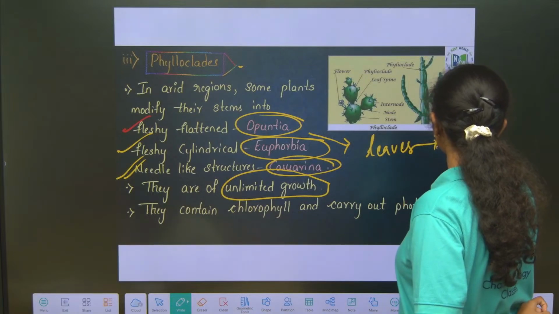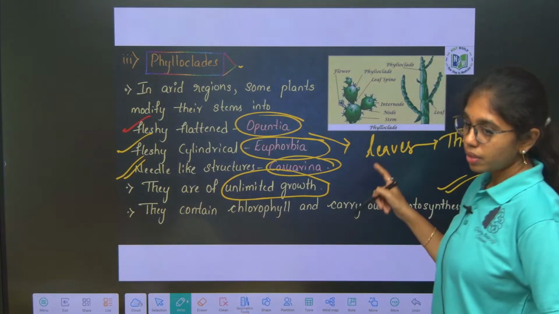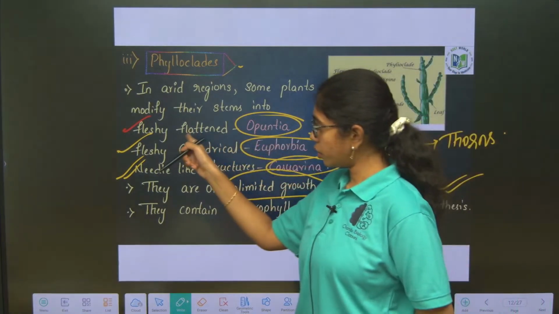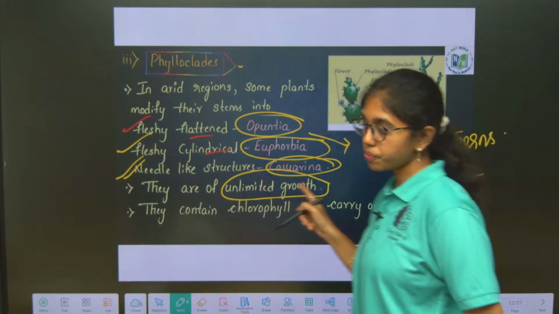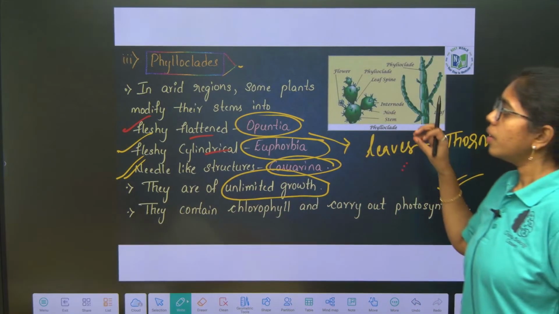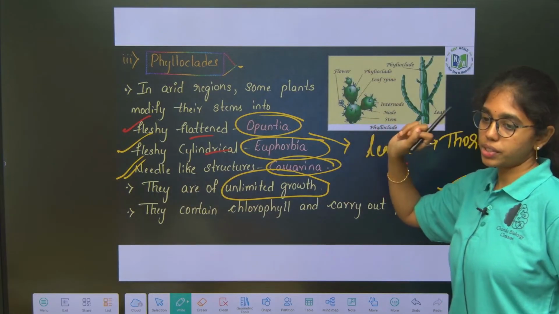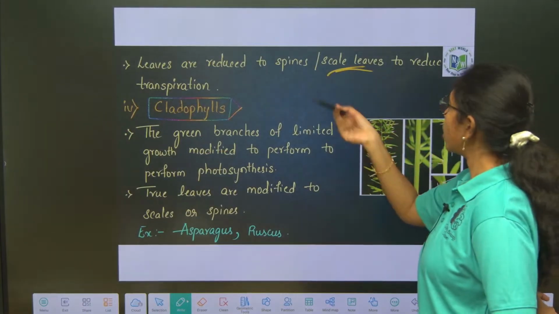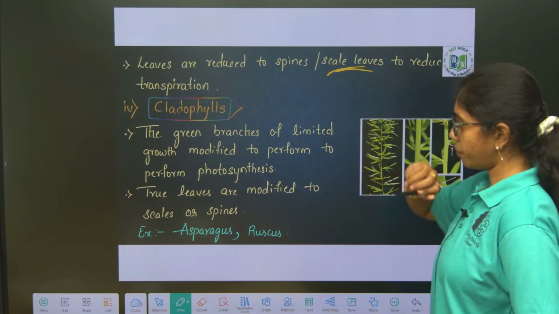So, they come under thorns or tendrils? For leaf modification they will come. Stem modification into flattened and cylindrical structures: these are the adaptations shown by xerophytes. Here leaves are reduced to spines or scaly leaves, as I told you, to reduce the process of transpiration.